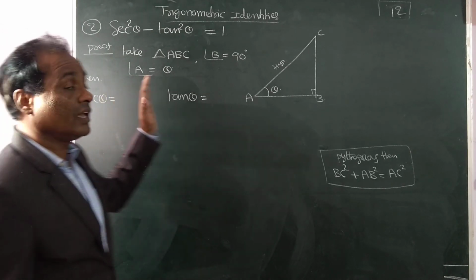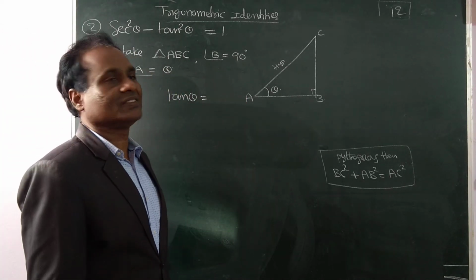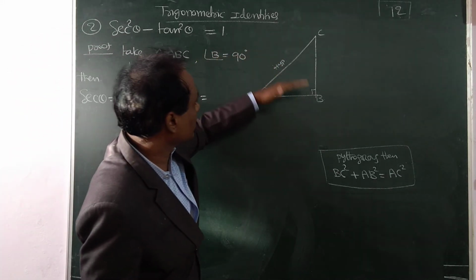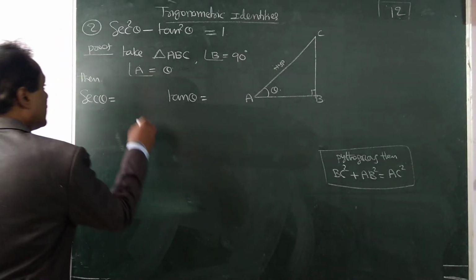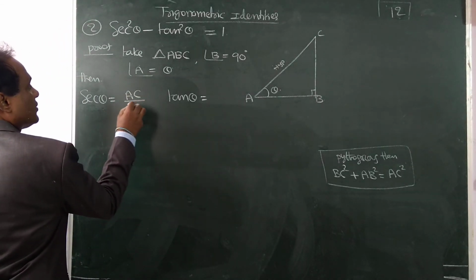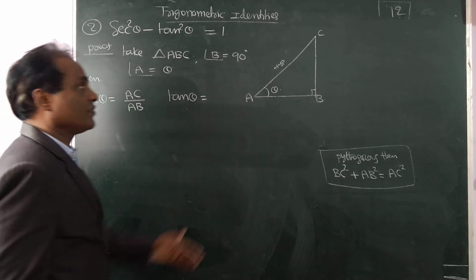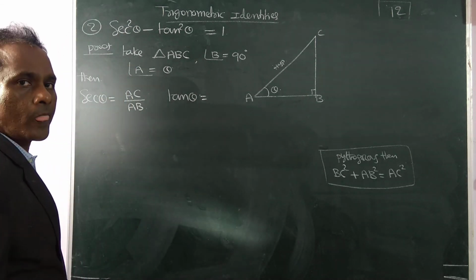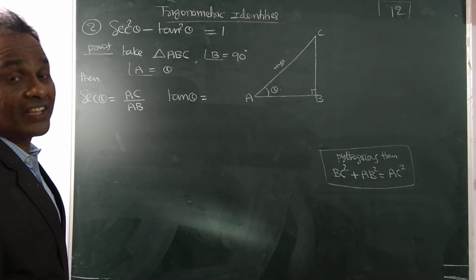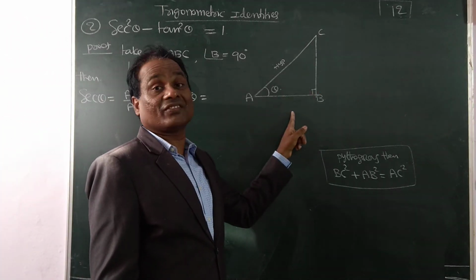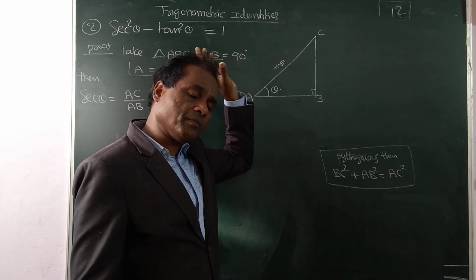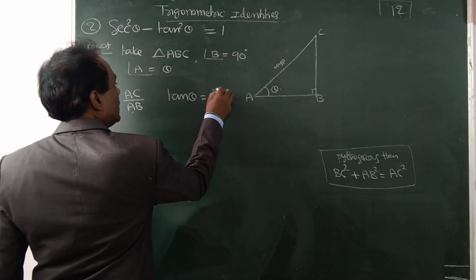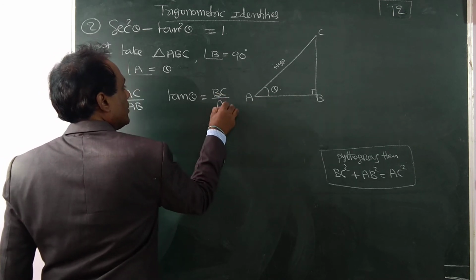Secant theta is hypotenuse by adjacent. See the formula: hypotenuse AC by adjacent AB. Tan theta definition is opposite by adjacent. See the tan theta formula from the beginning. So tan is equal to opposite by adjacent. Opposite is BC by adjacent is AB.